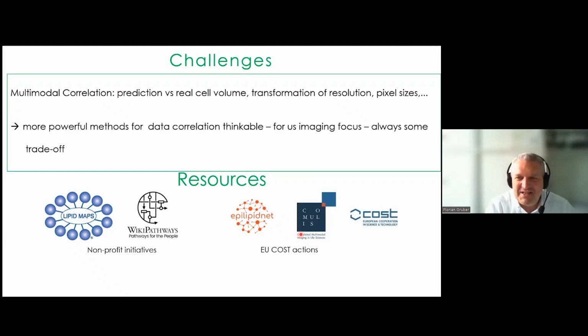I'm a skin biologist. I'm not a mass spectrometry expert or a lipid chemist, but there are resources that give great training and information in these fields. Especially you can see them in EpiLipidNet, also in COST action, or LIPID MAPS, and WikiPathways provide very nice information if you are more interested in this field.